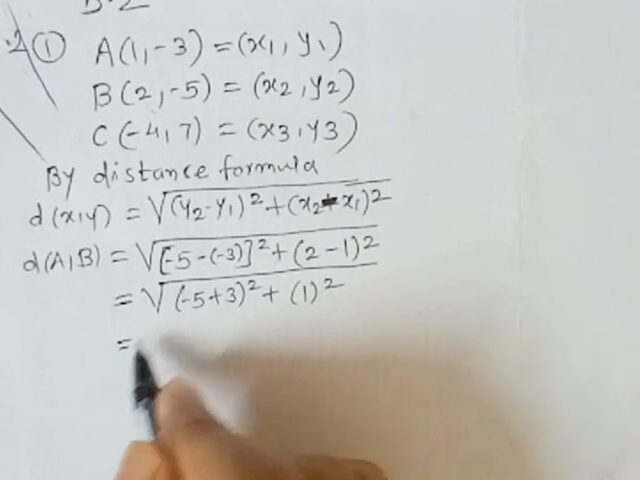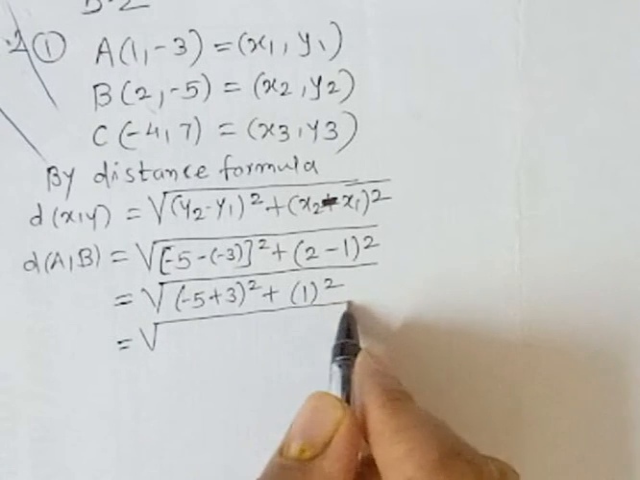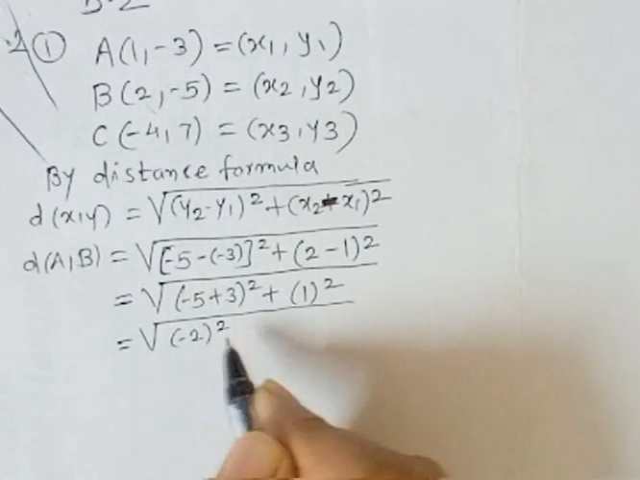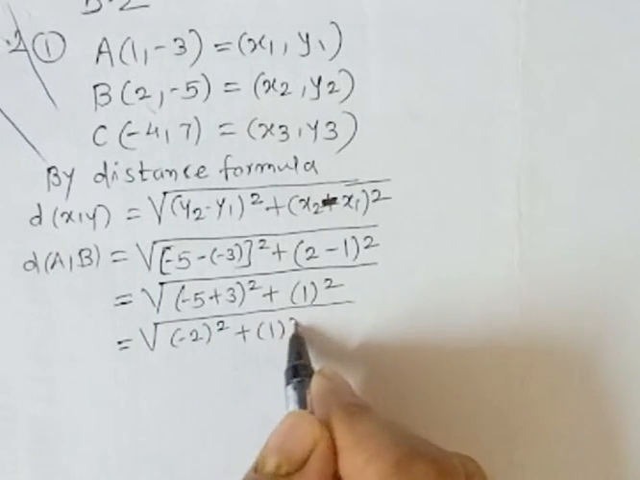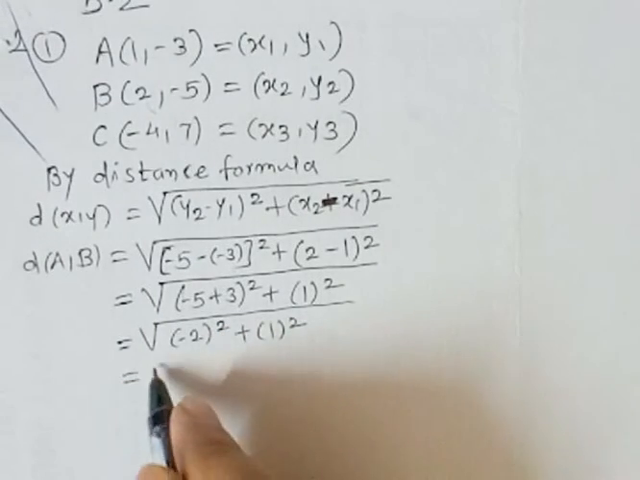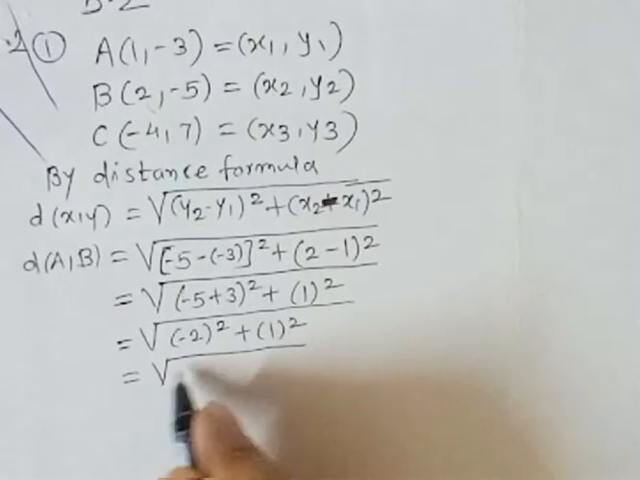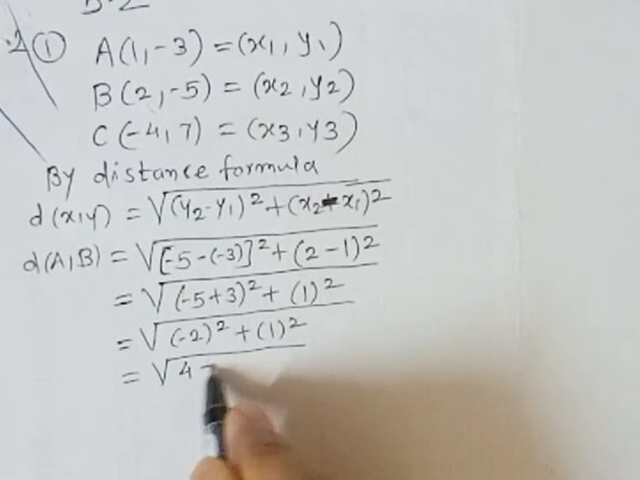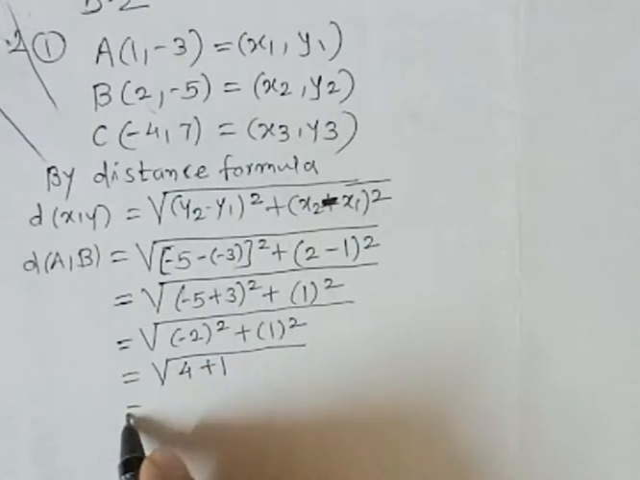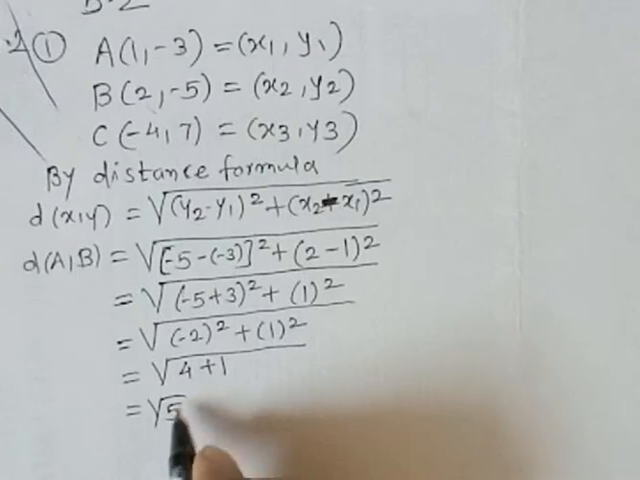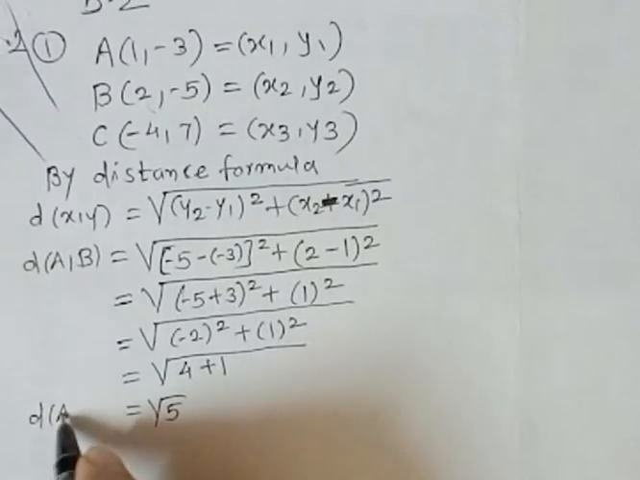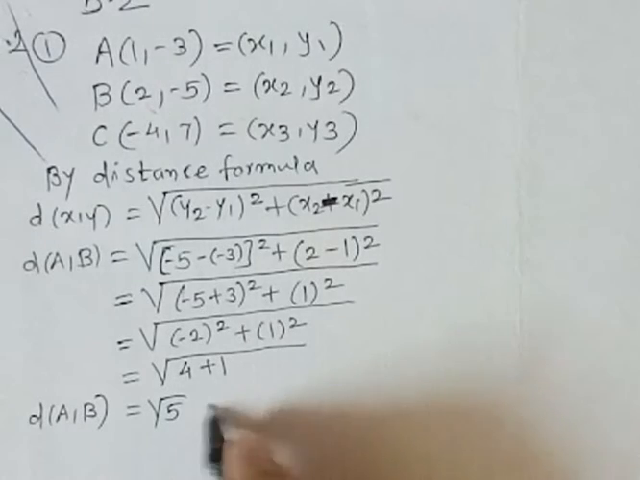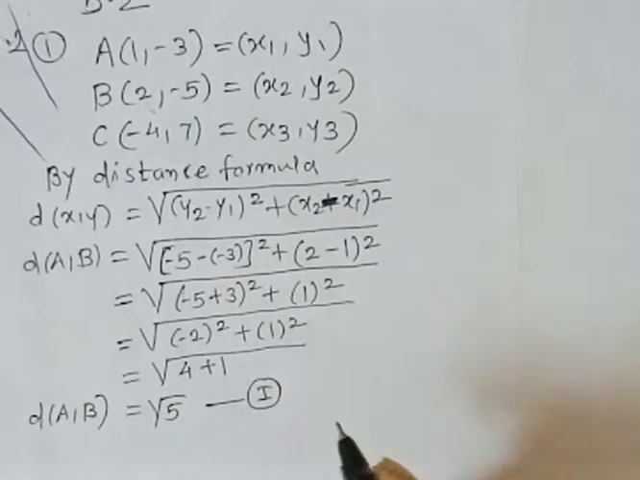This comes to be equal to under root minus 5 plus 3 is minus 2 to the whole square plus 1 square. This is equal to minus 2 square is 4 plus 1, and under root 4 plus 1 is under root 5. That means distance AB is equal to under root 5. Suppose this is first.